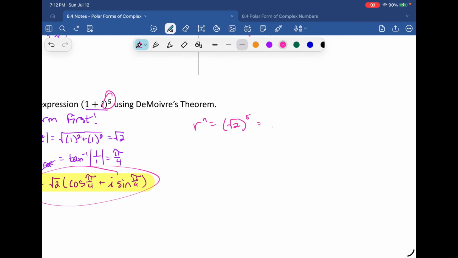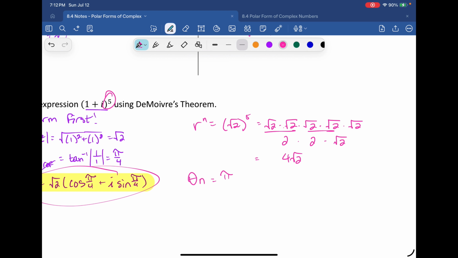All right, so what I see in this is square root of 2 times itself 5 times. So square root of 2 times itself is 2. We have another one there. And then we have the leftover, so that is 4 root 2. And then we want to take our theta and multiply it by the n. So theta is pi over 4. We're going to multiply it by the n, which is 5.